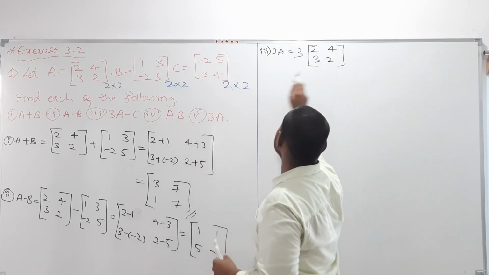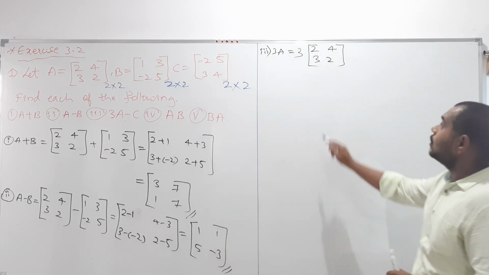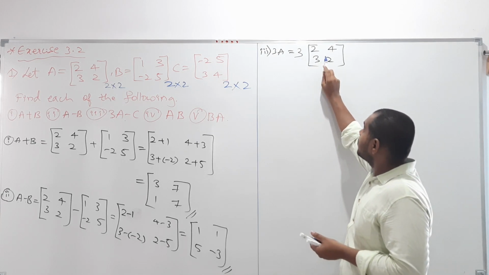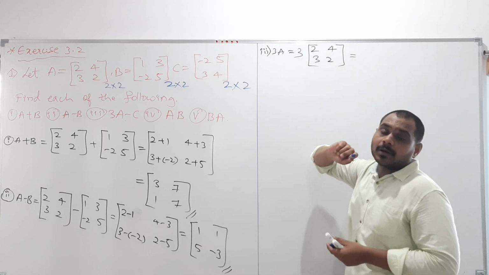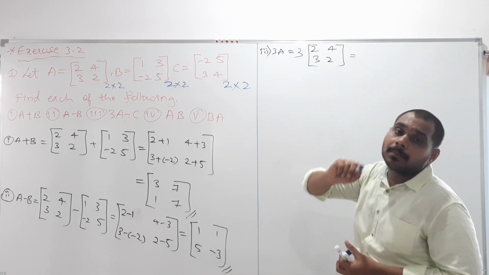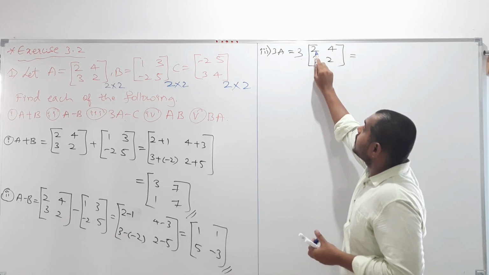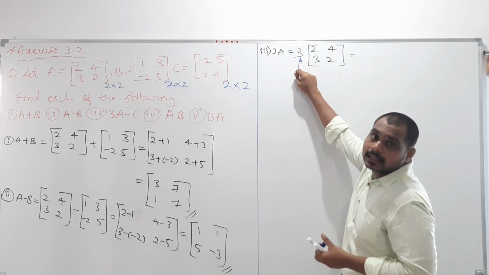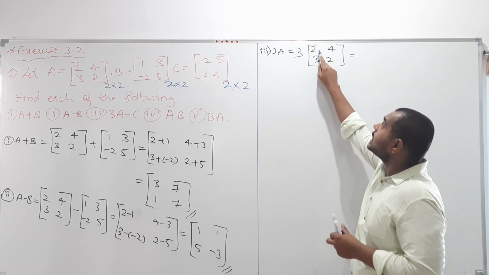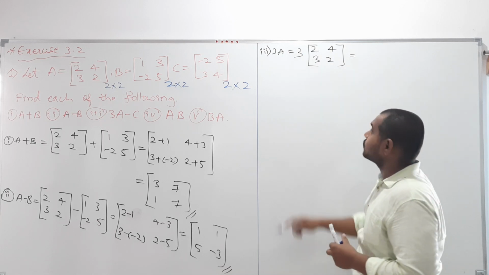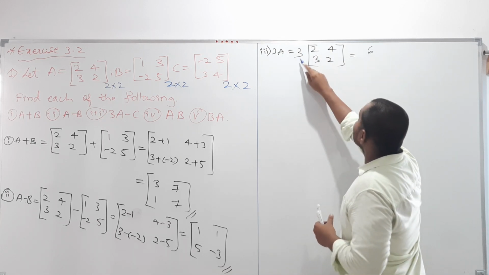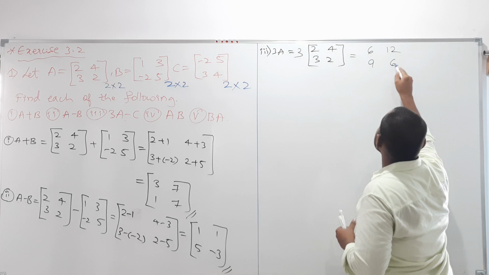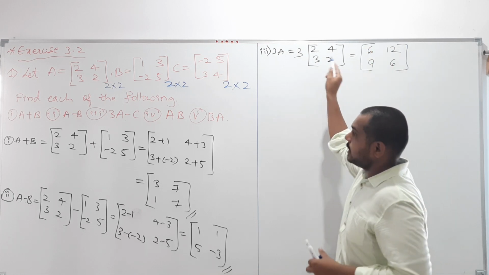So this is matrix A here, my dear friends: 2, 4, 3, 2. Now, if I want to multiply any constant, or you can call it a scalar, to the given matrix, how should we multiply? The multiplication of any scalar is done by multiplying this constant value with each element of the matrix. So we take this 3 inside the bracket and multiply each element of the matrix. So 3 2s are 6, 3 4s are 12, 3 3s are 9, 3 2s are 6. My dear students, this is your 3A matrix.